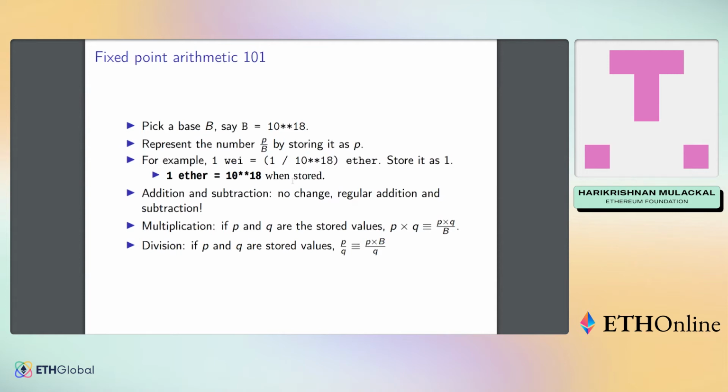So p times q in this case would be equivalent to p times q divided by B. You can try to work your way to this calculation, but this is how it works. And similarly for division, if p and q are stored values, the stored value for p divided by q would be p times B divided by q. So this is fixed point 101.